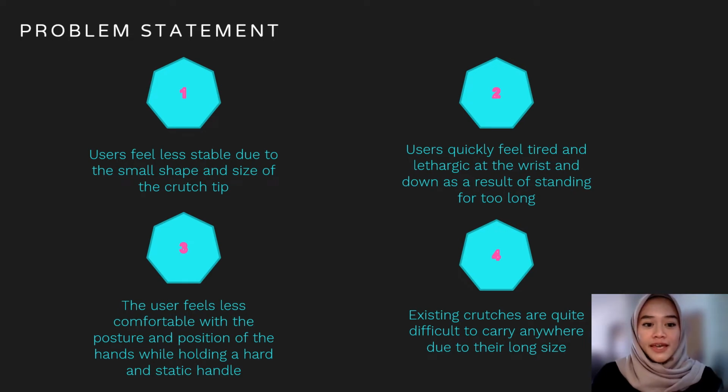Although crutches are an aid for patients to move more easily, they still have drawbacks. There are 4 problem statements stated here. First, users feel less stable due to the small shape and size of the crutch tip. Second, users quickly feel tired and lethargic at the wrist and down as a result of standing for too long. Third, the user feels less comfortable with the posture and position of the hands by holding a hard and static handle. And fourth, existing crutches are quite difficult to carry anywhere due to their long size.